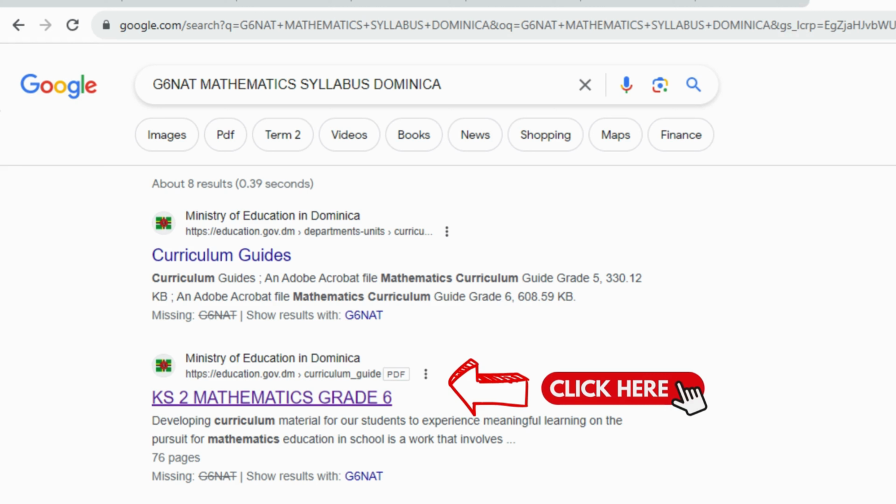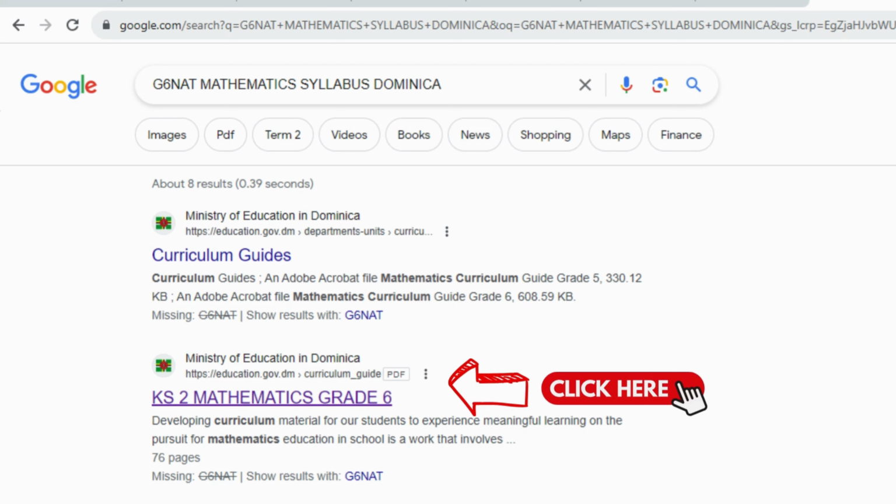Now, it's not only the mathematics curriculum that is available online, there are also other curriculums for language arts, science, social science, and all the rest of the subjects that they do in grade 6. And the first link you see on the screen, which says curriculum guides, this is where you can get the rest of these curriculums.